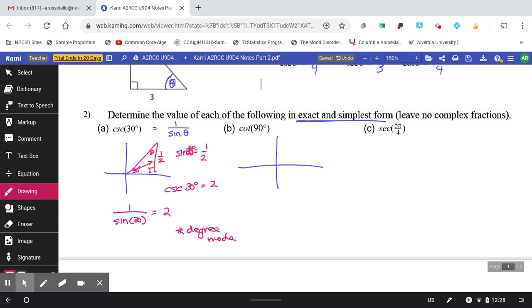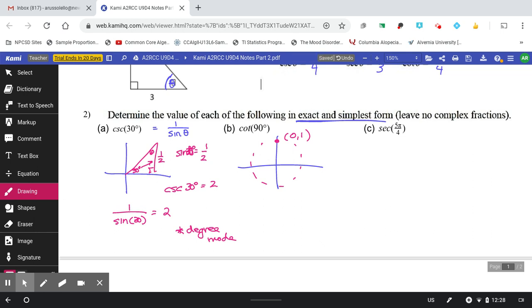That's a quadrantal angle, so it doesn't have a reference angle or a reference triangle. So we're just going to go to 90 degrees and find out what that coordinate is. And that is (0, 1) on the unit circle, right? Remember, that's just going to be this circle here. So (0, 1) is the coordinate.